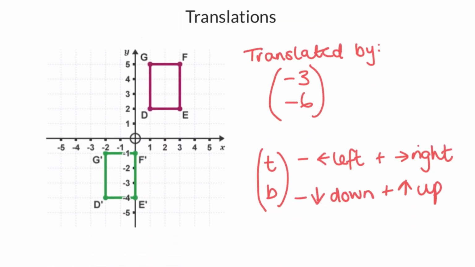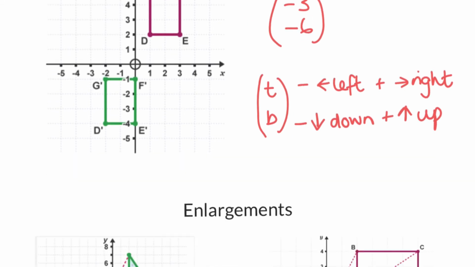When a shape has been translated, it's been moved. The shape stays exactly the same size, it just moves along the graph. The translation can be described by a vector. The top number of the vector, if it's a minus number, we move to the left. If it's a positive number, we move to the right. The bottom number, if it's a negative number, we move down, and if it's a positive number, we move up.